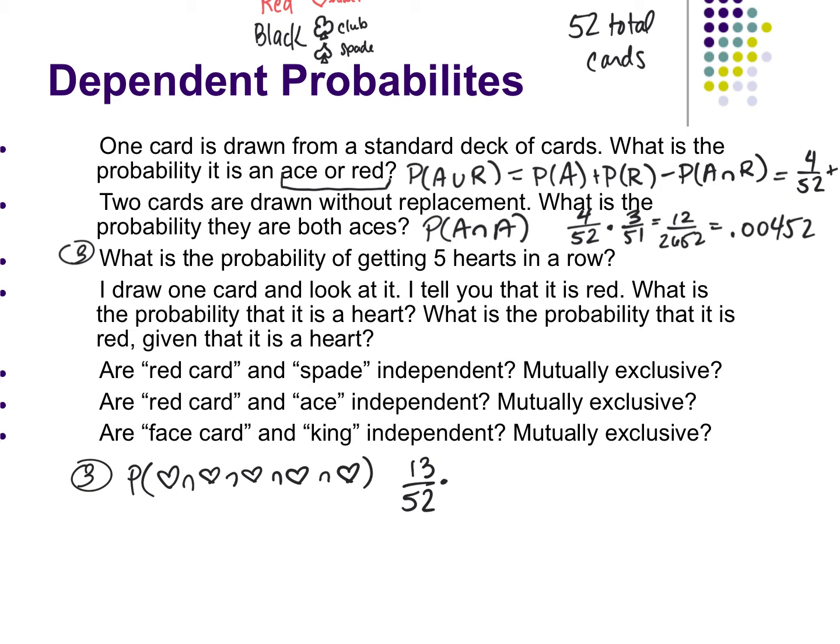What's the probability that the next card is a heart? Now there's 12 hearts left, and there's 51 left in the deck. What's the probability that the third card is a heart? 11 out of 50. What's the probability that the fourth card is also a heart? Now there's 10 hearts left and 49 total. And the last one, 9 out of 48.